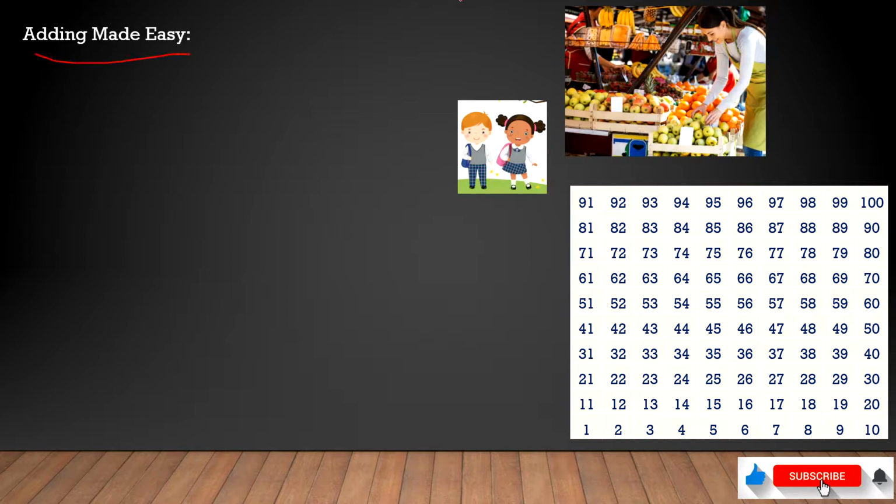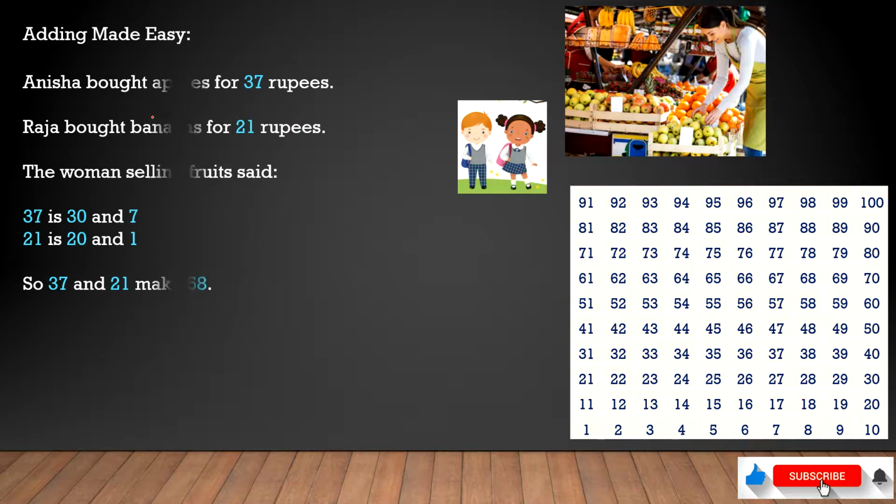Here we will cover the topic which is adding made easy, and we'll see a few tricks on how to solve the sum for given numbers. Okay, so there are two children. One is Anisha, this is Raja. They both went to the fruit shop. So let's see what happened at the fruit shop. Anisha bought apples for 37 rupees and Raja bought bananas for 21 rupees.